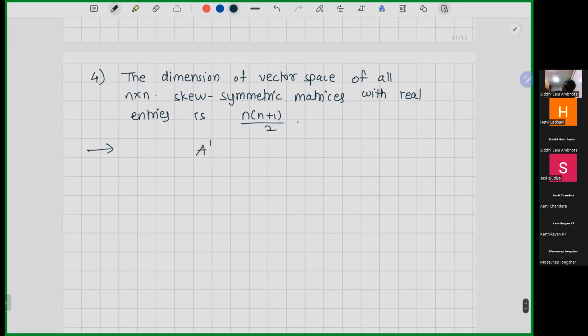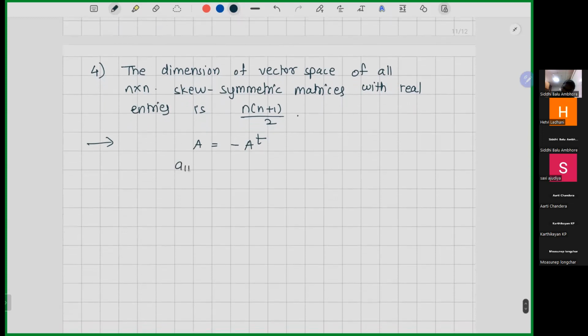Skew symmetric matrix means A transpose is equal to minus of A, or A is equal to minus A transpose. Let me write it this way. So in that case, what will happen? This Aii will be minus Aii. So what will this imply? That all these terms are 0, right? Everything in the diagonal becomes 0 in this case. Is it clear?